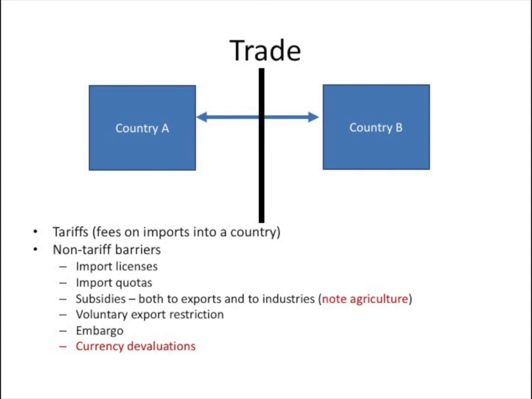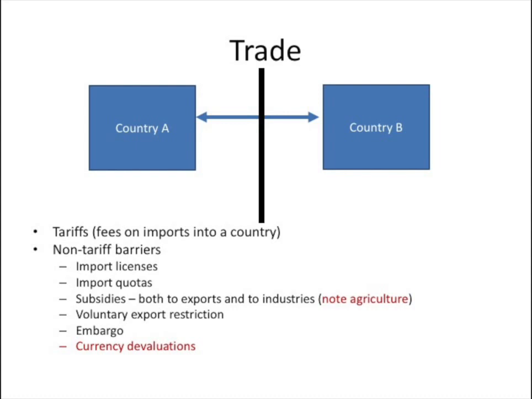Subsidies, and we'll come back to this because this is important to agriculture, and that could be subsidies to export, to encourage export. So country A could put a subsidy on any good that goes to country B. So for our corn going into country B, they could give a 50-cent credit on taxes. So that might be a subsidy to export to country B. Or there could be a subsidy to the industry. And again, we'll come back to that to agriculture.